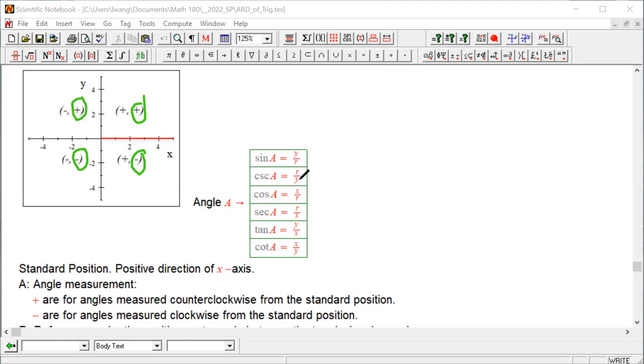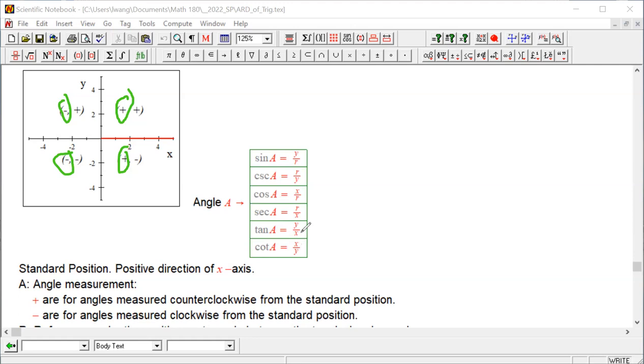How about cosecant? The same thing: y over r, r over y, the same thing. Cosine and secant: one is x over r, and the other one is r over x. So x determines the sign. What are the axes? These are the axes. So that's why cosine is positive, negative, negative, positive.